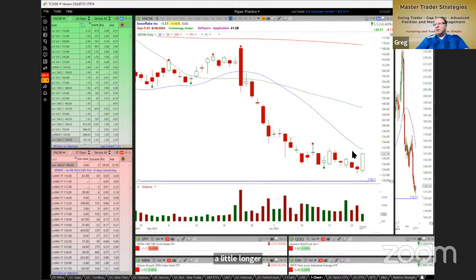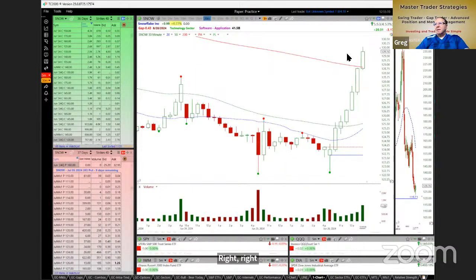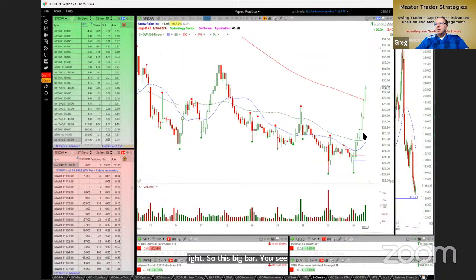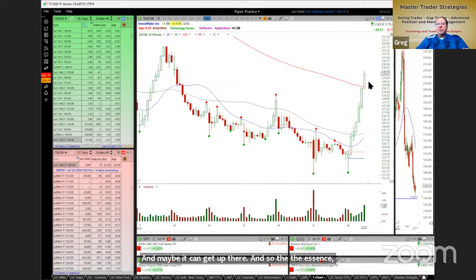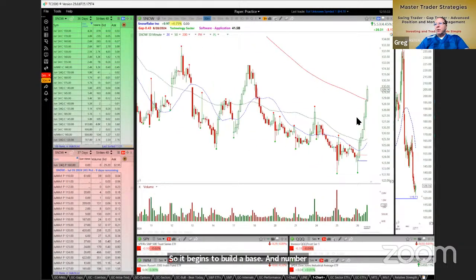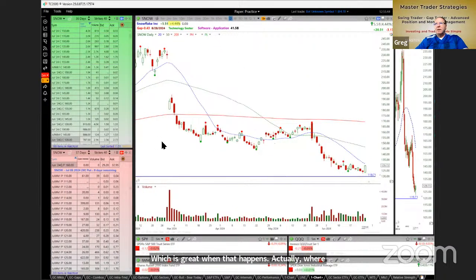Right. So this big bar, you see that rally on the 30-minute chart? It's going straight up, and maybe it can get up there. And so the essence, the idea behind a 1, 2, 3 is this momentum move is the big bar on the daily, and the 2 bar is a resting day. So it begins to build a base, the number 2 day, and then the continuation. And sometimes you get the 1, 2, 3, 4, where it breaks the intraday base and comes back up again, which is great when that happens, because you've already got your wiggle there.